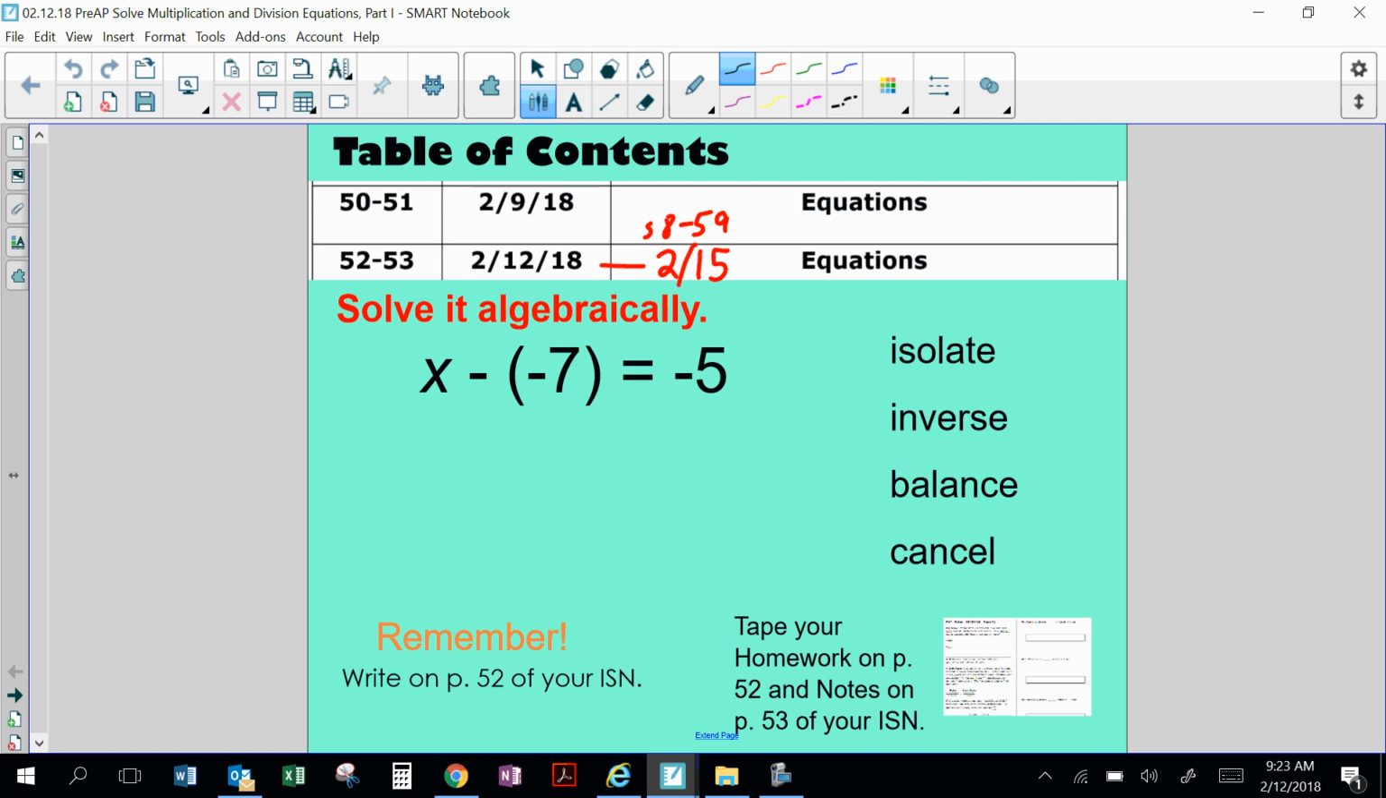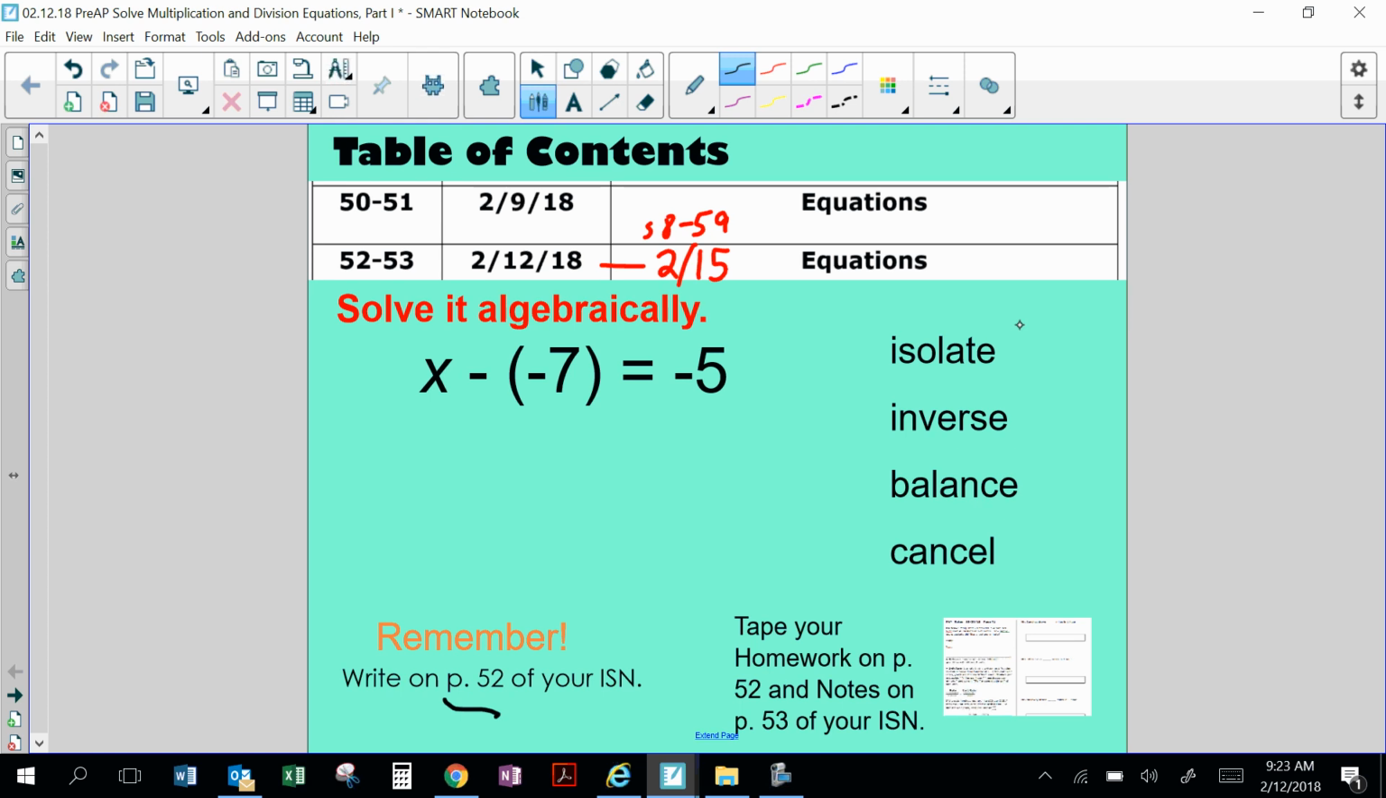So you should have picked up your homework from the back of the room, tape it to page 52, or put it in your homework folder. And your notes should go on page 53, or you could tape it at the end of class, because we will be using our notes. So first of all, I need you to copy this down onto your notebook on page 52.